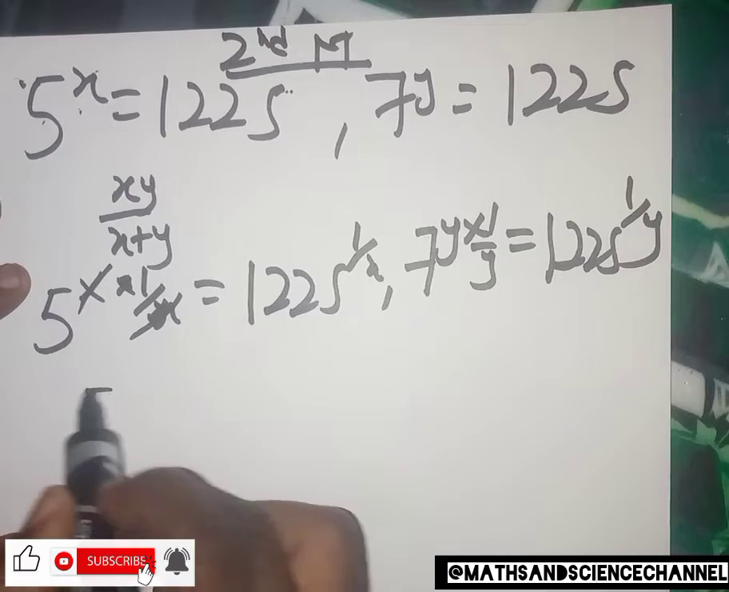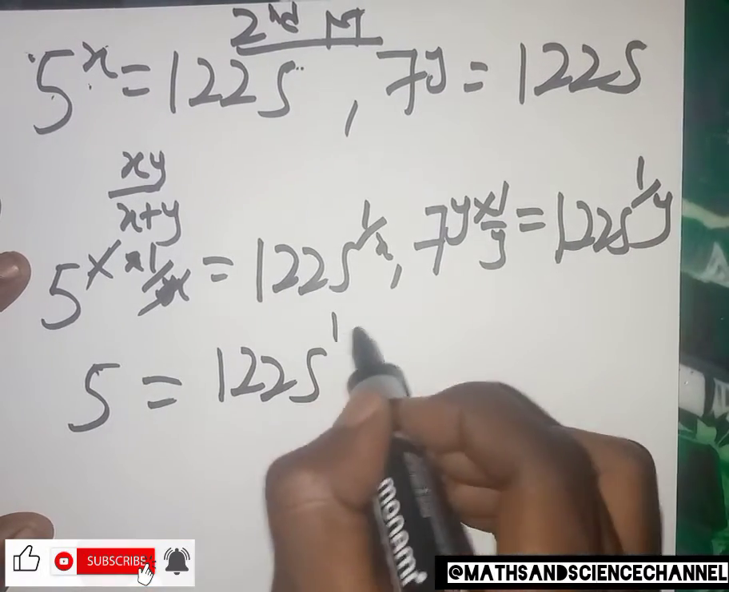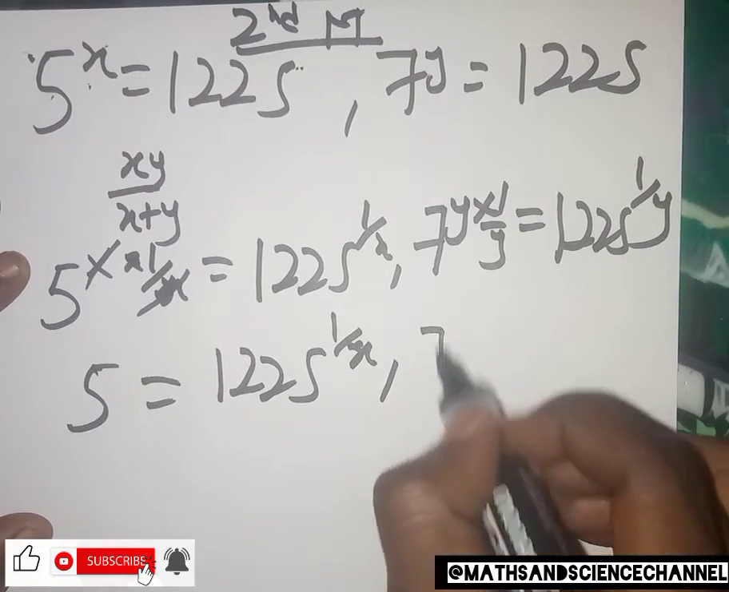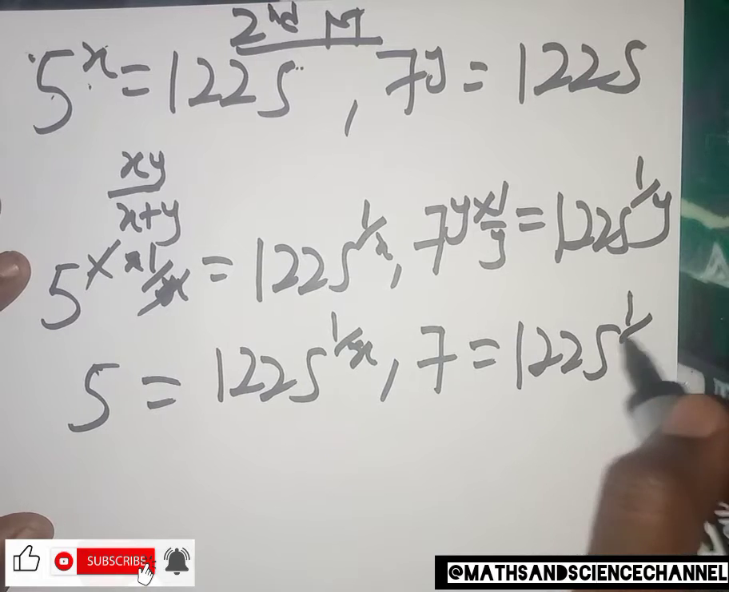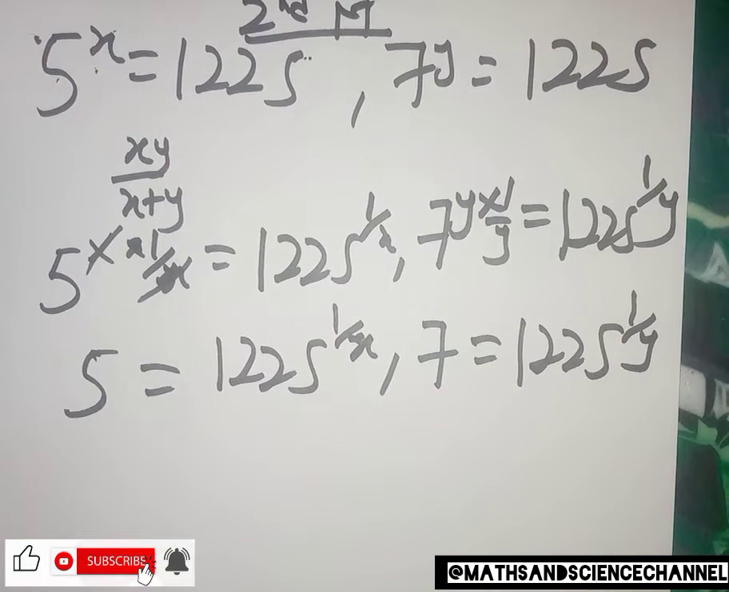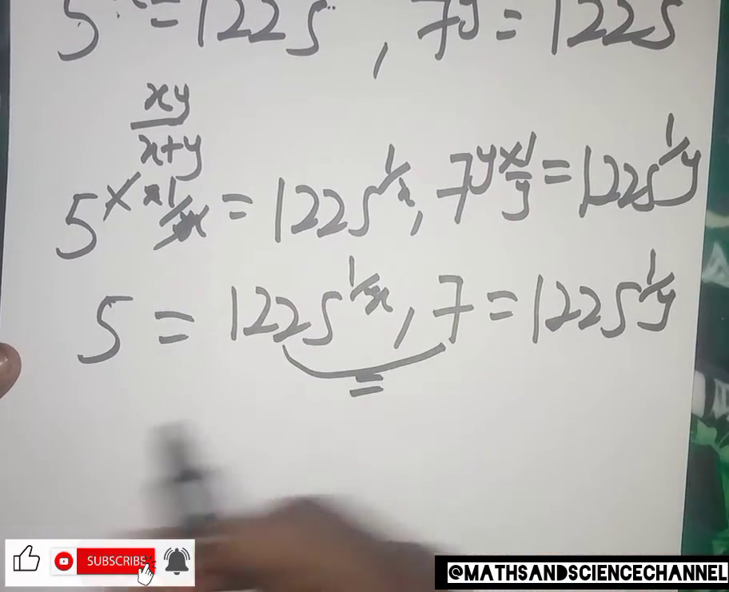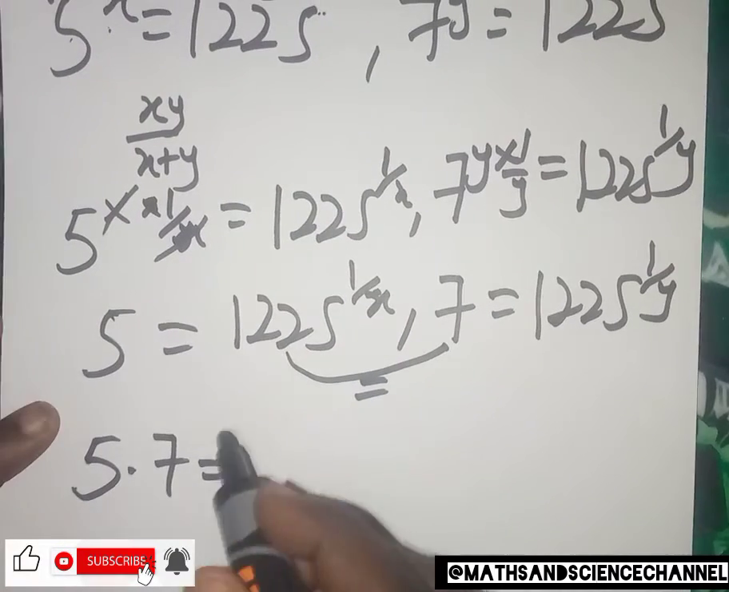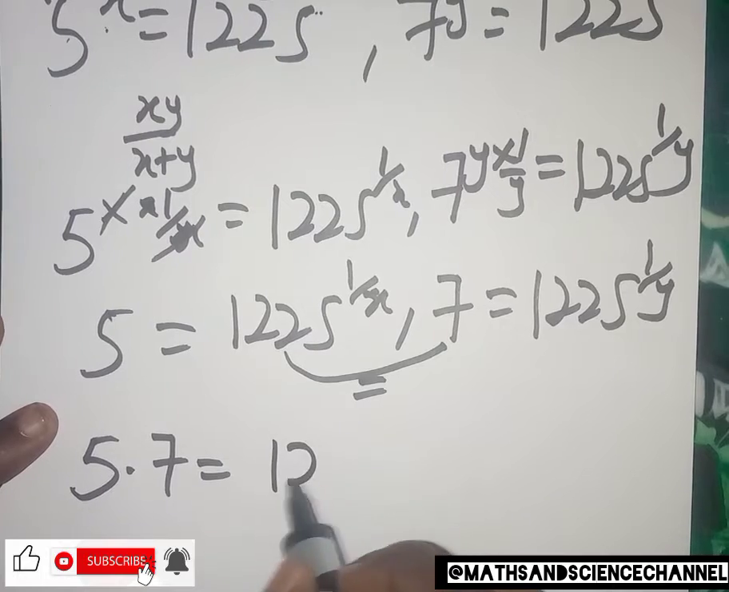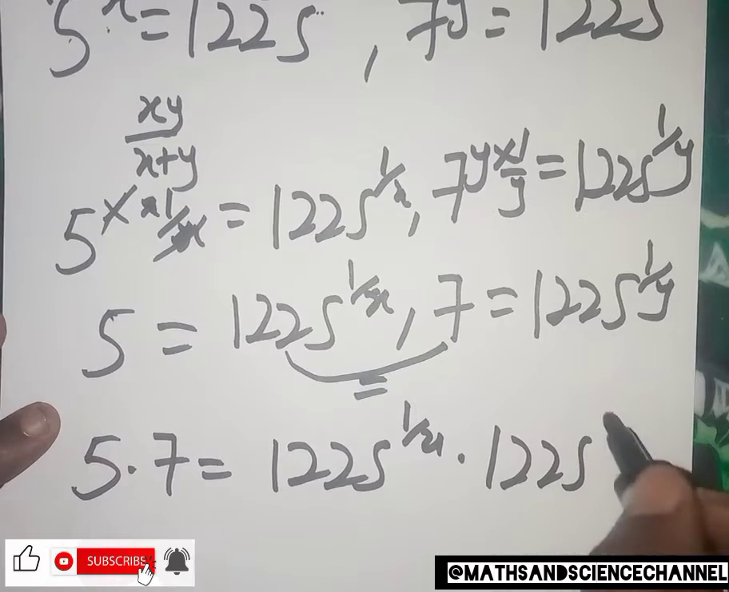So you realize that we just have 5 here being equal to 1225 to the 1 over x, and then over here I'm just going to have 7 being equal to 1225 exponent 1 over y in this case. Now when I put both of them together, I'm going to have this multiplied by 7 on the right hand side, and on the left hand side I'm just going to have 1225 to the 1 over x multiplied by 1225 to the 1 over y.